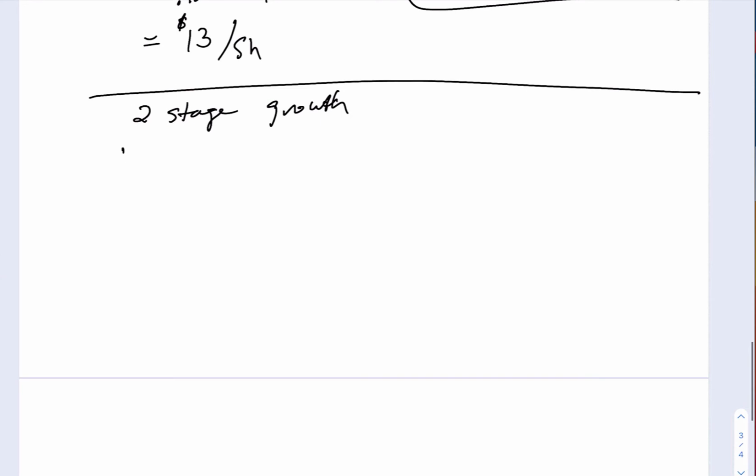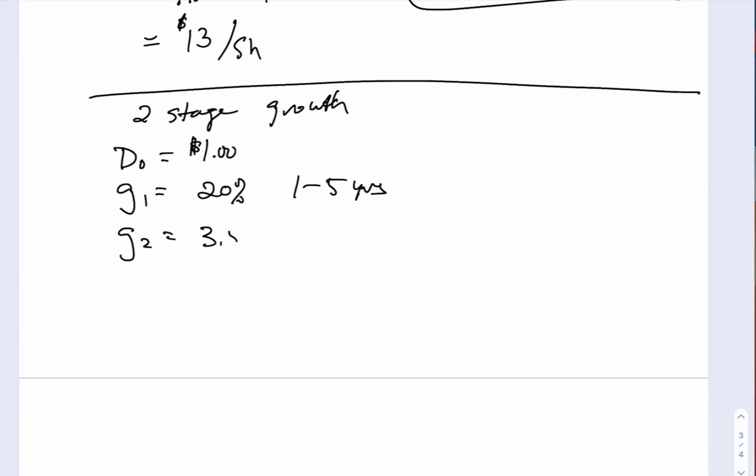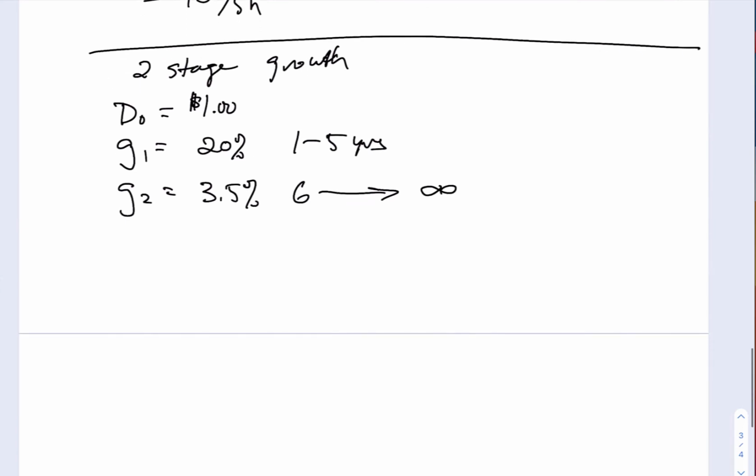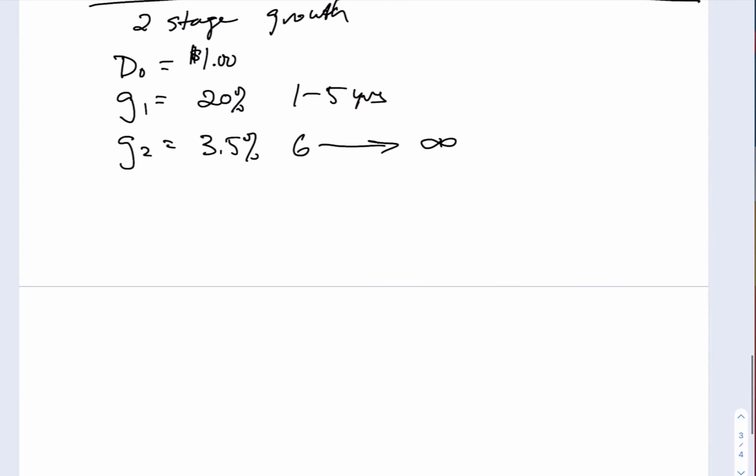Let's start off with the dividend at $1. And we're going to say G1, the first growth rate, is going to be 20% for the first 5 years. Really high growth rate. And then competition's going to come in, and then eventually growth drops down to 3.5% from year 6 all the way on to infinity. And so how would you handle that? Well, that's not too difficult. Let me show you here.